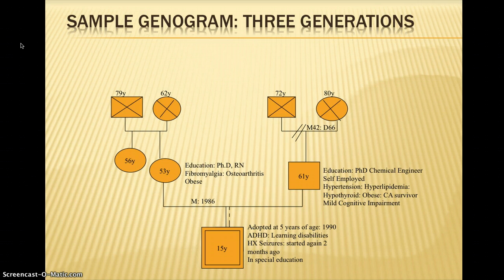You start with the individual. So here it is a 15-year-old and look at 2 previous generations. You can see that social situations, the deaths, the divorce, education, chronic conditions, adoption are included here. And your textbook has some other examples.